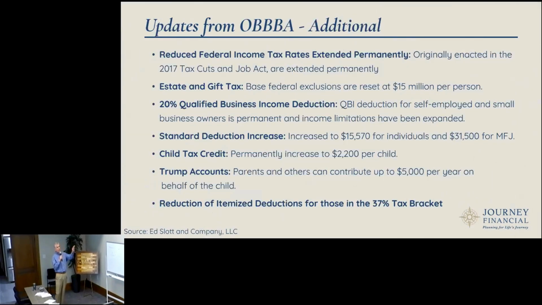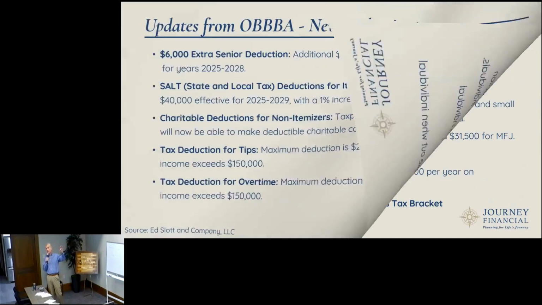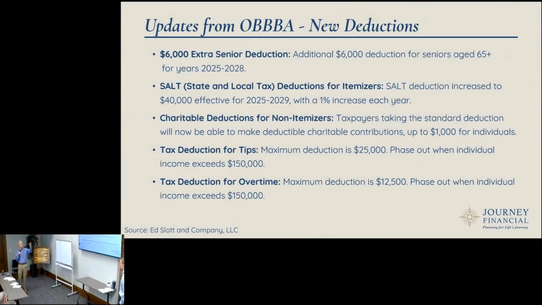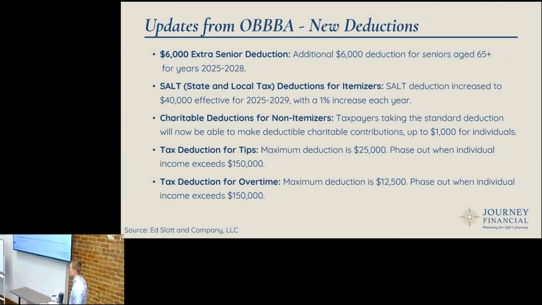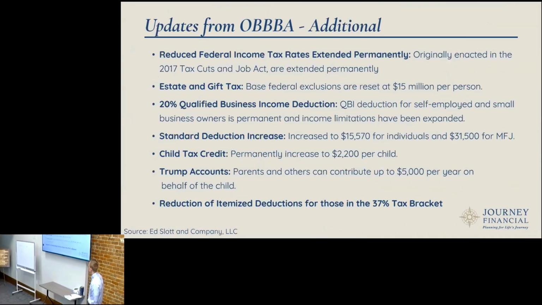And it is important to point out that a lot of these go away for high incomers. These are only for the lower incomers. And when we say lower income, at 150,000 to 250,000, a lot of these get phased out. So, yep.